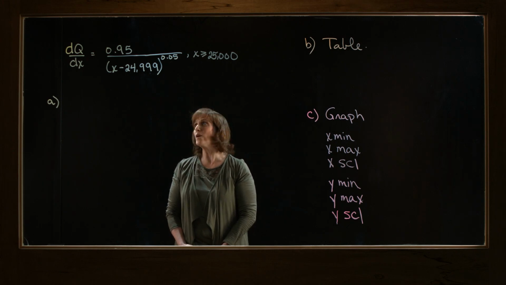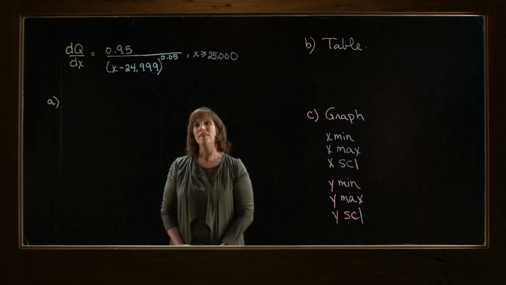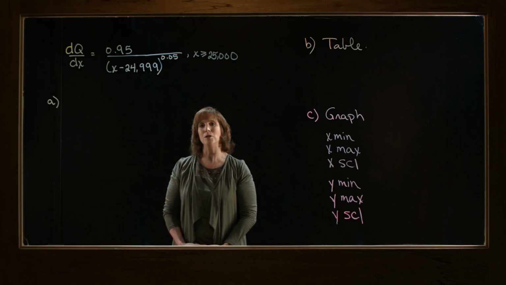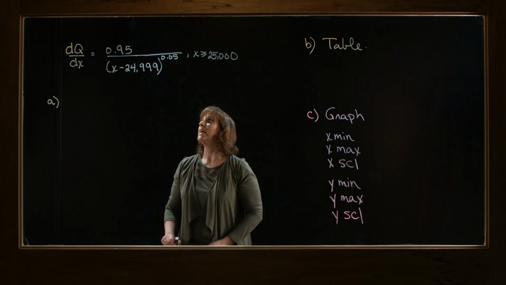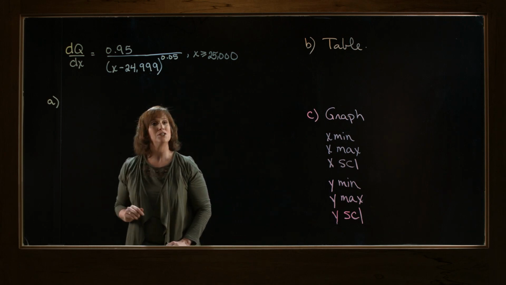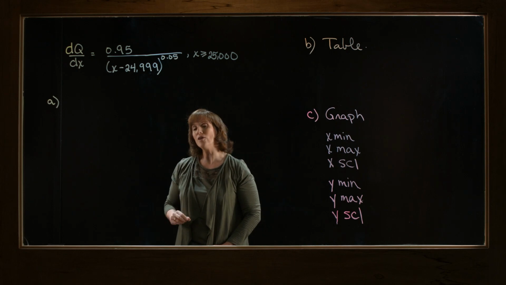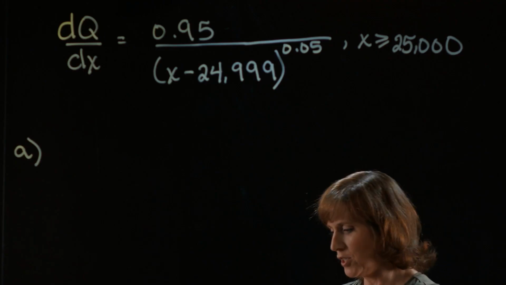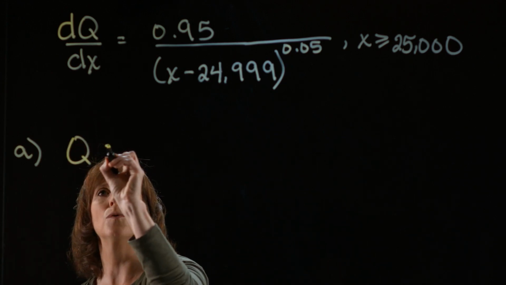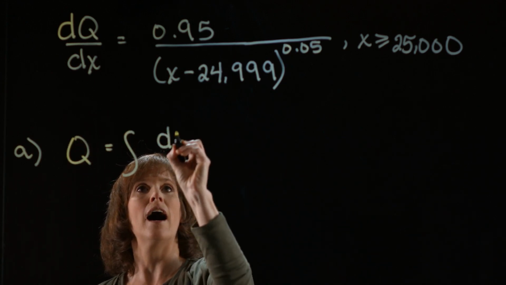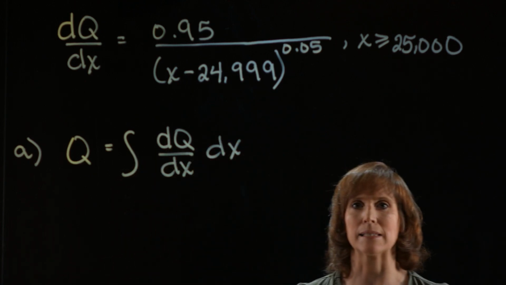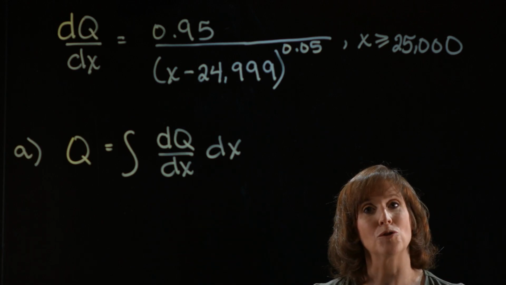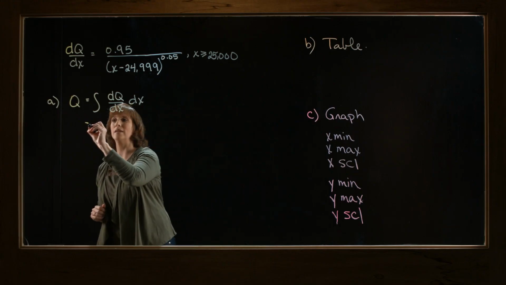So in this problem, we're going to be looking to find the amount of money that we're going to be using strictly on those necessities. What I've been given is the marginal propensity for consumption. So in order to evaluate Q, I need to integrate. So I know that Q is going to be equal to the integral of dQ/dx times dx. Well, I know what that marginal propensity is, so I'm just going to substitute it in.